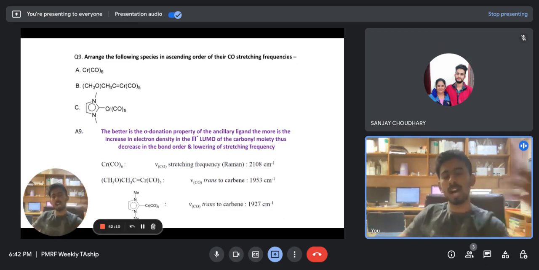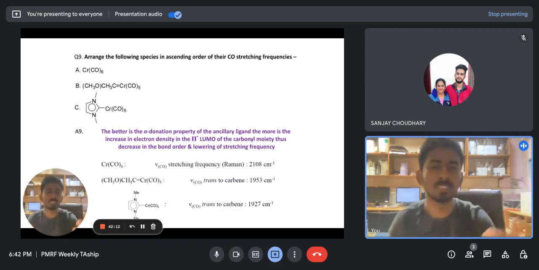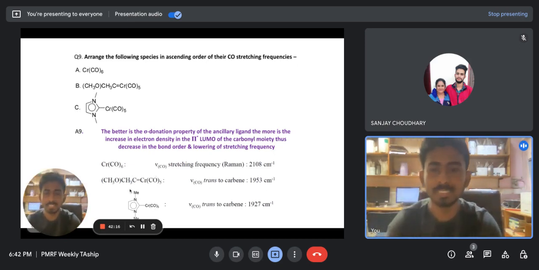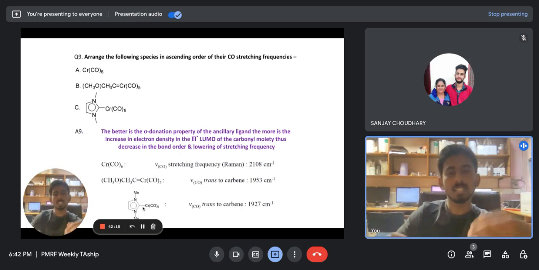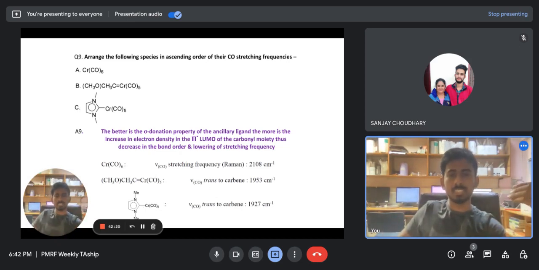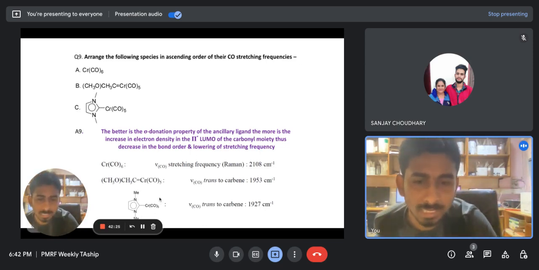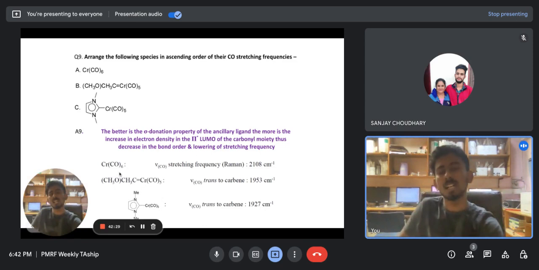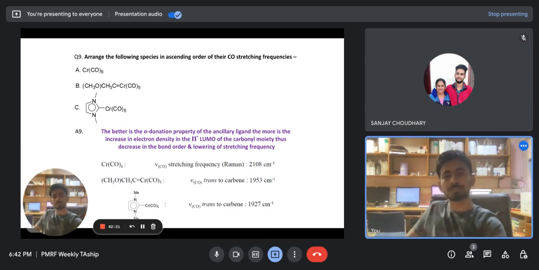So this is how the order is justified, that is Cr(CO)6 is having the most, then it is the Fischer carbene, and then it is this NHC. So in the ascending order, the answer will be NHC, this compound C, less than this Fischer compound, and this is again less than the chromium hexacarbonyl.